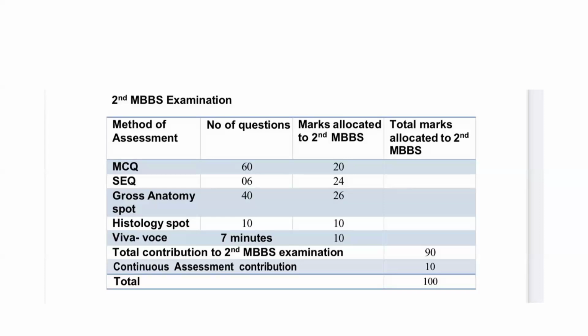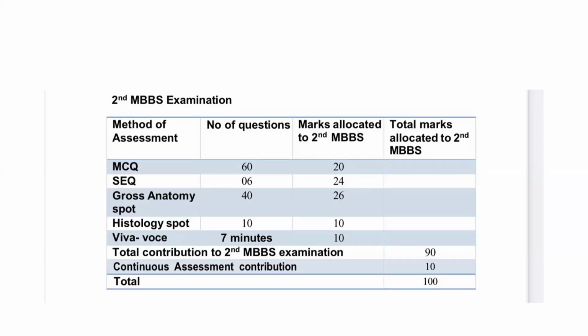So for your second MBBS examination, we have 60 MCQs and 6 SCQs for the gross anatomy part, and also spots: gross anatomy spots 40, histology spots 10, and a Viva. There's a question discussion for 7 minutes, and you may have completed your continuous assessment in your modules, and those marks also will be added to your examination.